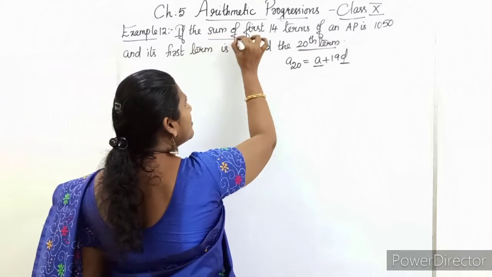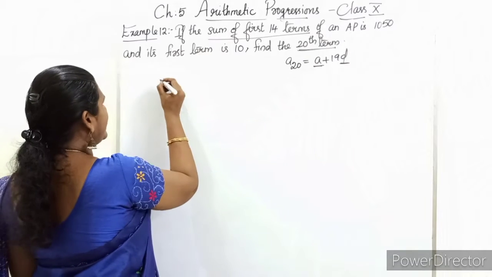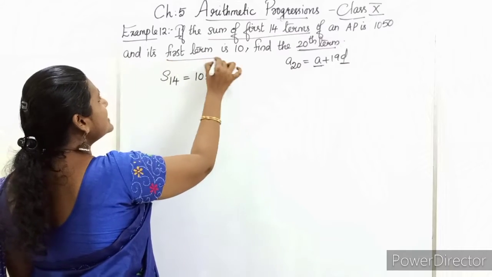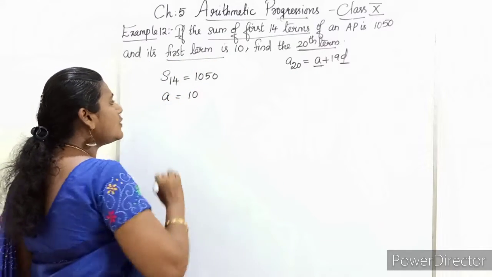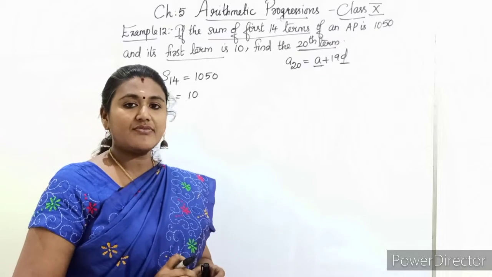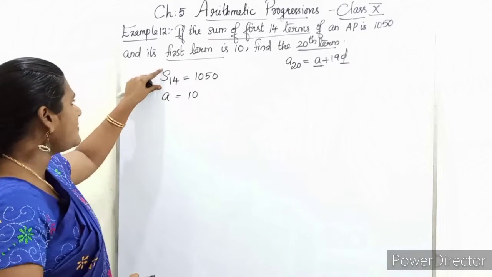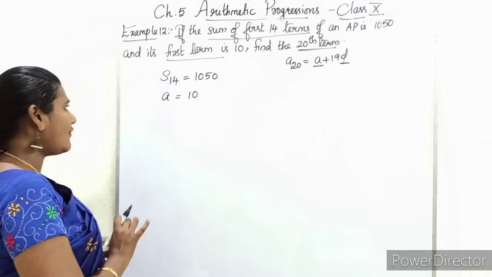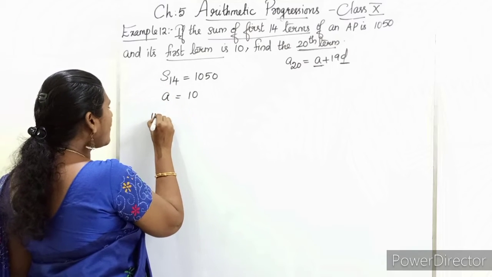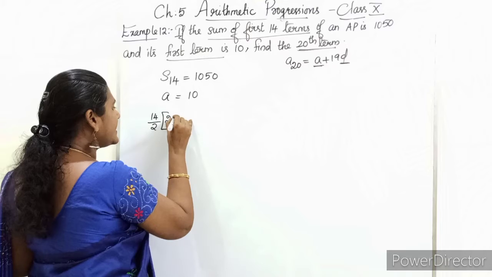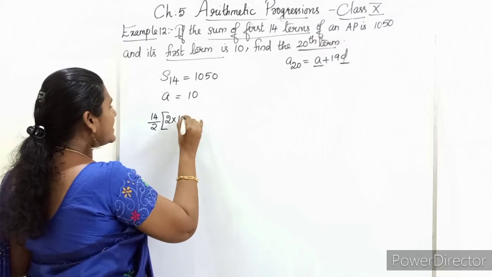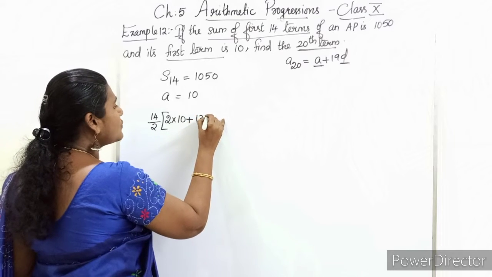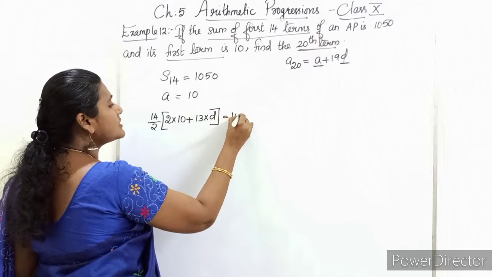First it is given that the sum of first 14 terms is 1050, that is S14 is given as 1050. And what is its first term? First term is given as 10. So the a value is given, but the common difference is not given in the question. So from the S formula, from S14, we can find the value of d. So what is the S14 formula? 14 by 2 into 2a, that is 2 into 10, plus 14 minus 1 is 13, so n minus 1 into d, is equal to 1050.